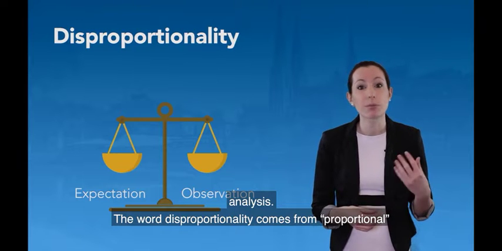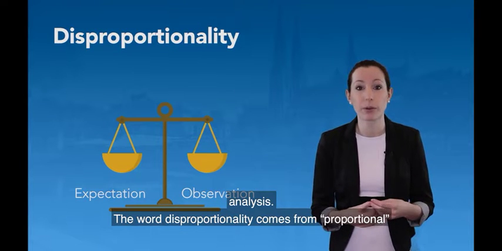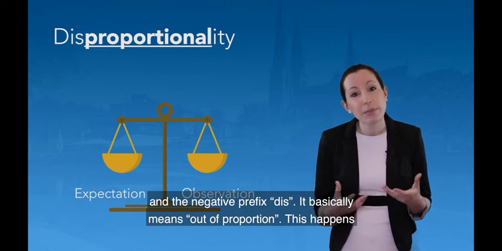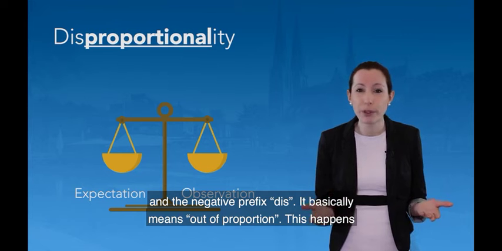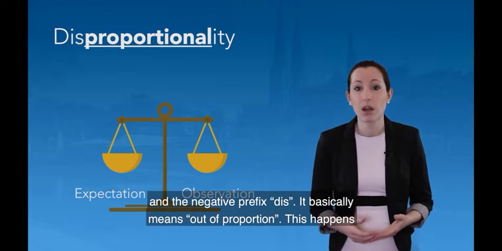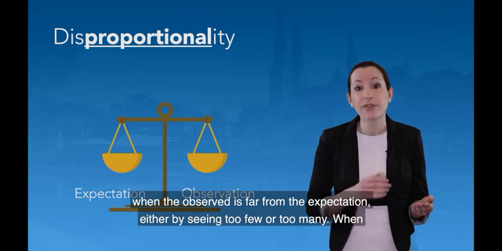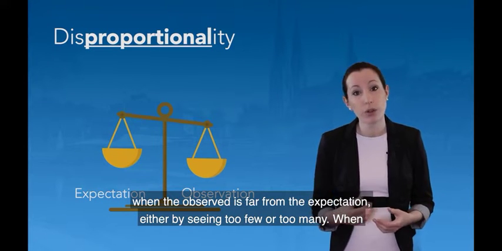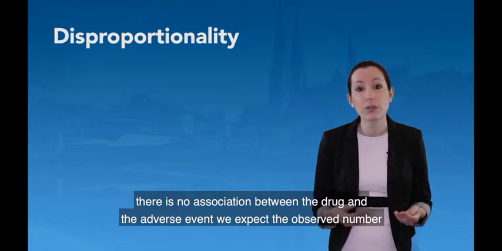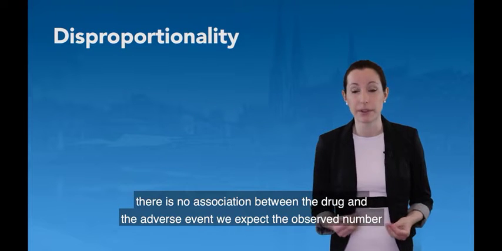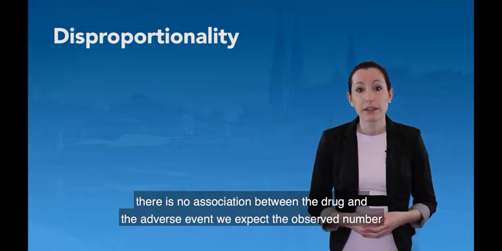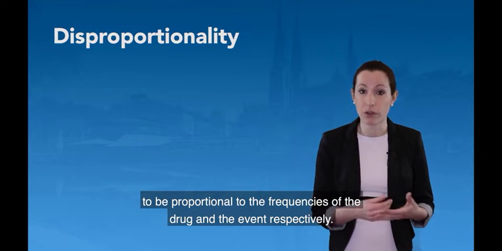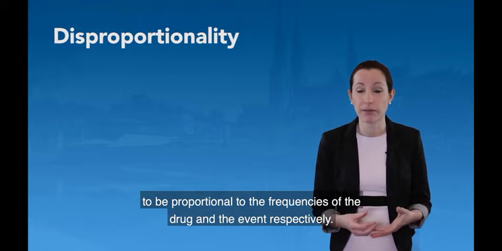The word disproportionality comes from proportional and the negative prefix dis. It basically means out of proportion. This happens when the observed is far from the expectation, either by seeing too few or too many. When there is no association between the drug and the adverse event, we expect the observed number to be proportional to the frequencies of the drug and the event respectively.